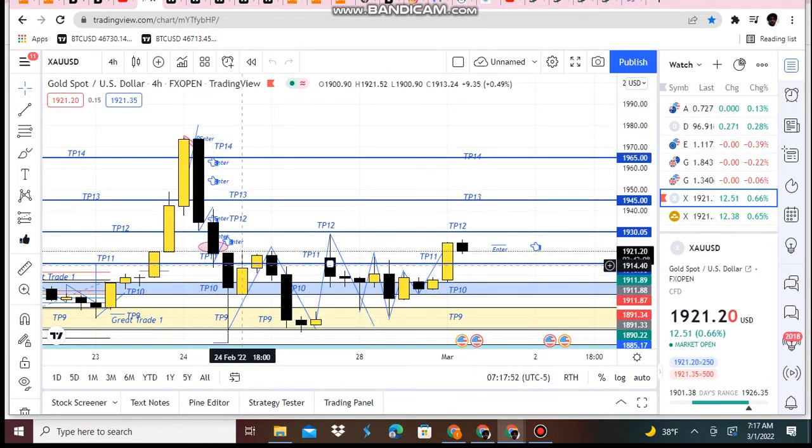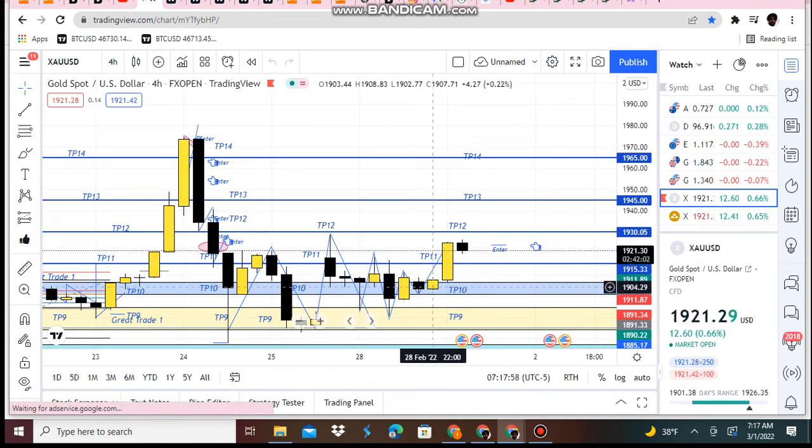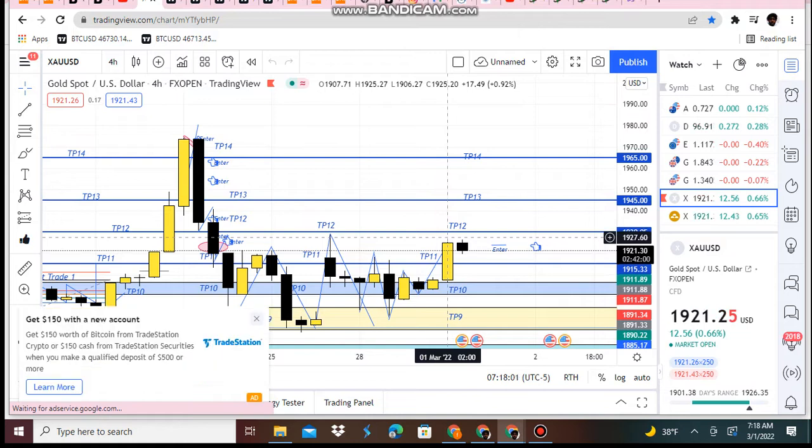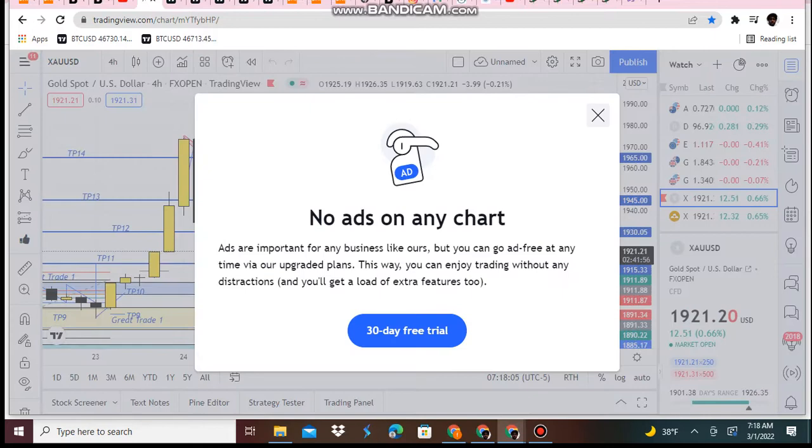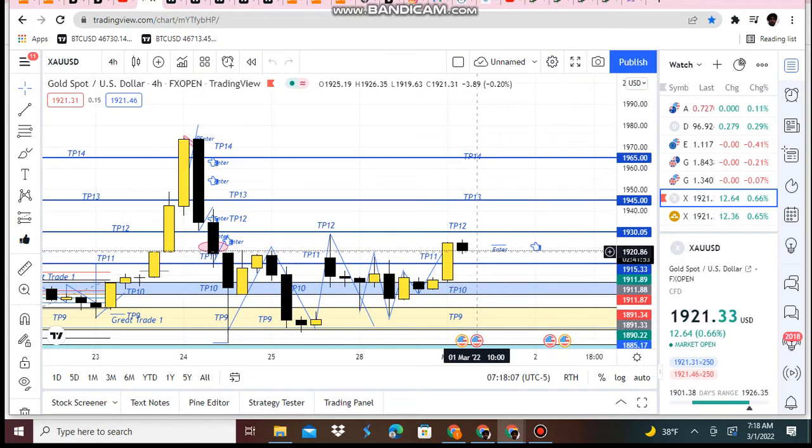And now we see price making lower lows and lower highs, and lower lows and lower highs. And we see another lower high from February 28th to March 1st, 2022. And now we see price making a lower low, back down to take profit 10, take profit 9. And we should see a bearish engulfing pattern by the New York session. The New York session starts at 8 o'clock, and we should see this happening pretty soon.